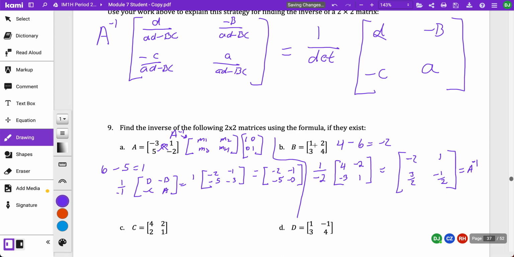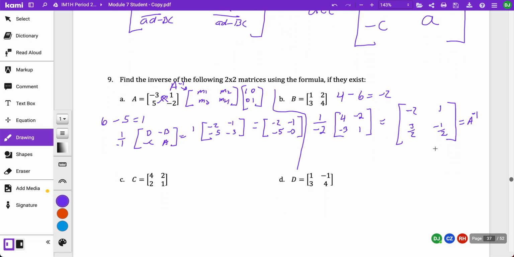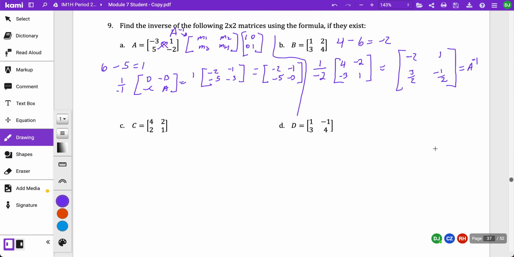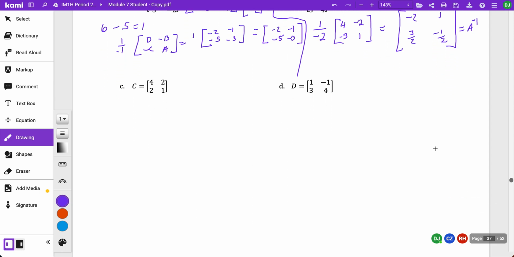So if we were to take one more time, 1, 2, 3, 4, times negative 2, 1, 3 over 2, and negative 1/2, that would equal 1, 0, 0, 1. Now remember, I was able to figure out what the determinant was, and if it had one or not, very easy in the previous one.